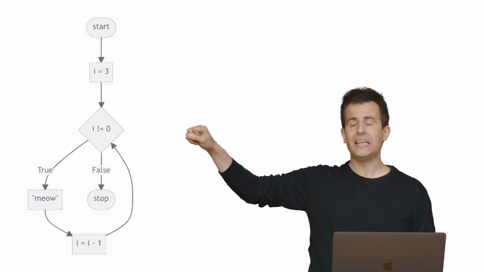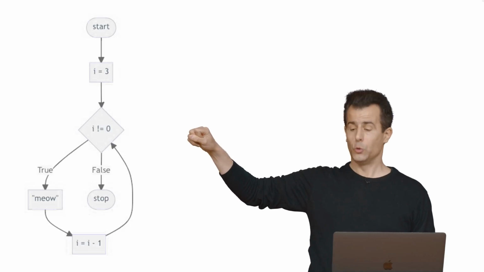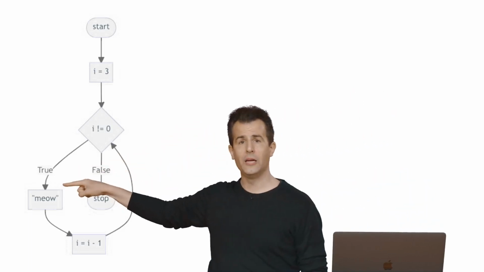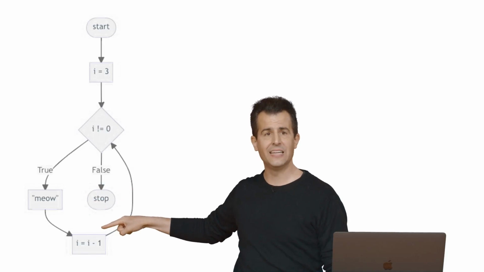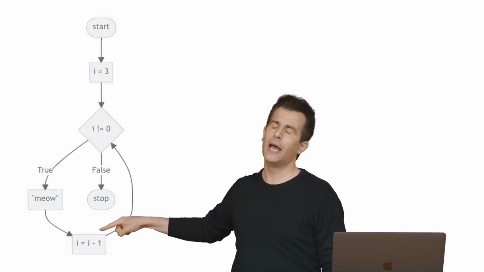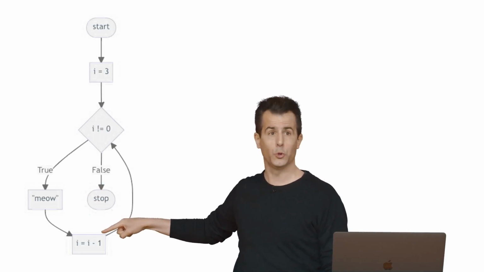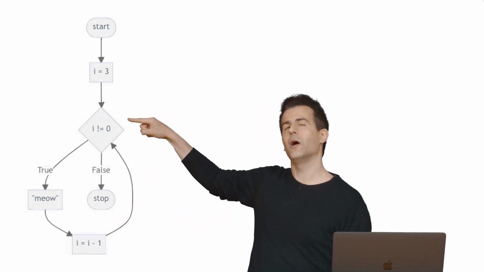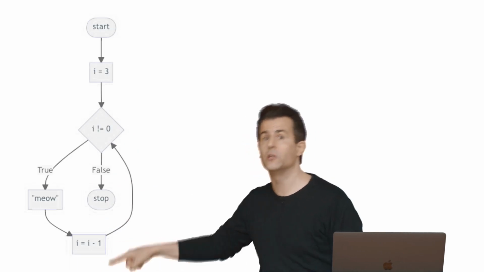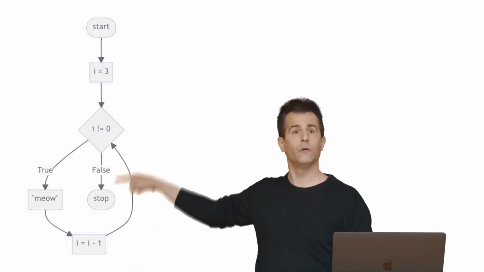Does I not equal 0? Well, it doesn't. It equals 3. So if I follow the true line, I meow. And then I follow this arrow and I update I to equal I minus 1. At this point in the story, I presumably equals 2 mathematically. I follow the arrow, and there's the loop. This is why it's nice to see this graphically, perhaps, because you can literally see the loop back and forth.